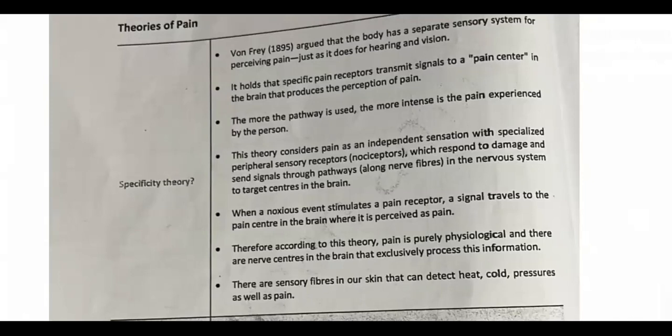So again, it is just saying that you have a specific sensory system for pain, where these sensory receptors travel through your nerves and go to the brain, where it decides how you are perceiving pain. And these sensory receptors are called nociceptors. Okay, peripheral sensory receptors. Receptors are basically responders to pain. So whenever a noxious event stimulates a pain receptor, a noxious event is basically an injury. Stimulates is when it activates a pain receptor. So this pain receptor sends a signal to the pain center in the brain. And then when the pain center is informed, you basically know how to perceive pain. Is that clear?